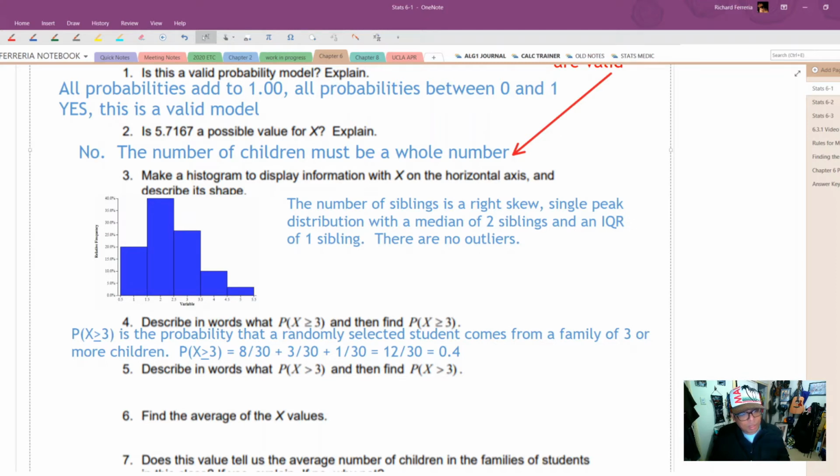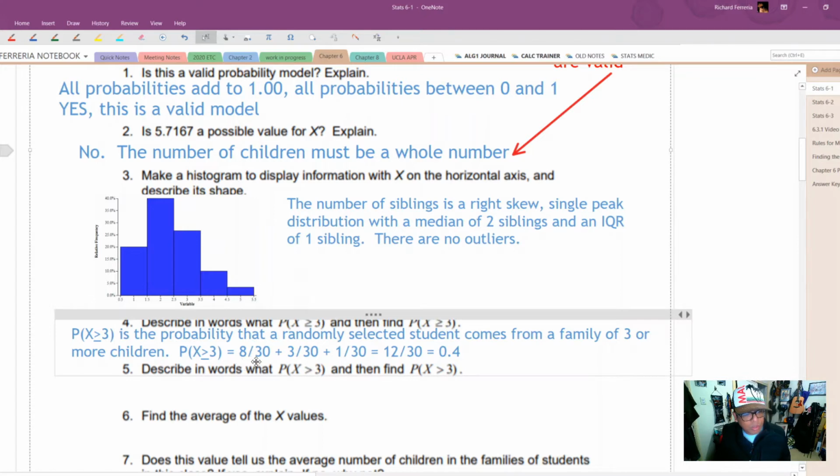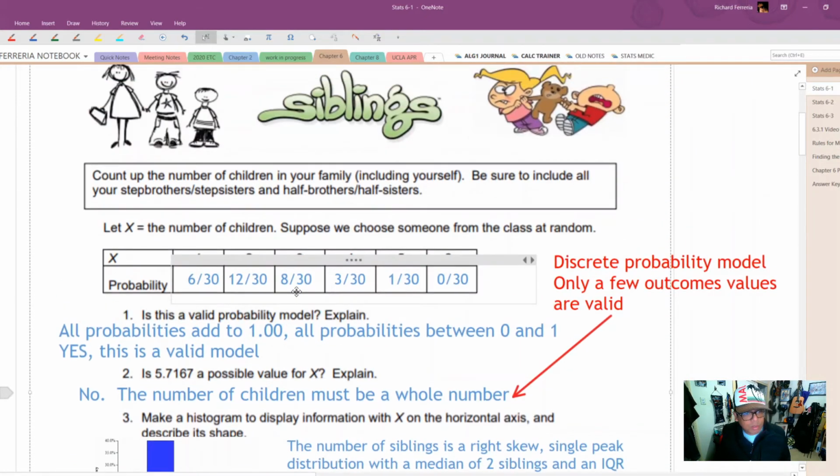The probability that X is greater than or equal to 3 is just 8 over 30 plus 3 over 30 plus 1 over 30, which ultimately equals 0.4. And where do those numbers come from? Okay, 8 over 30 for 3, 3 over 30 for 4, 1 over 30 for 5, and 6 is 0 over 30. So we're just adding all of the columns that are 3 or greater.